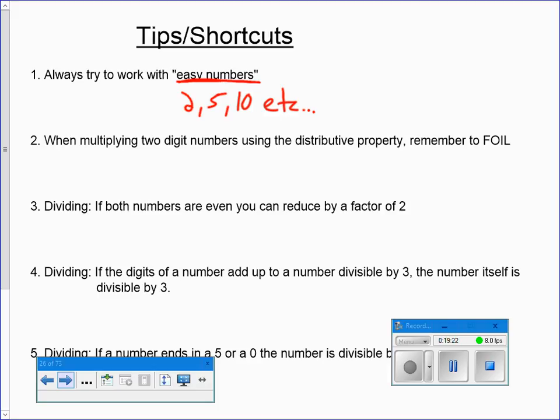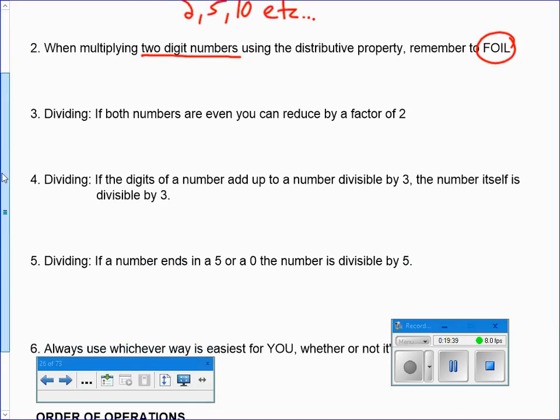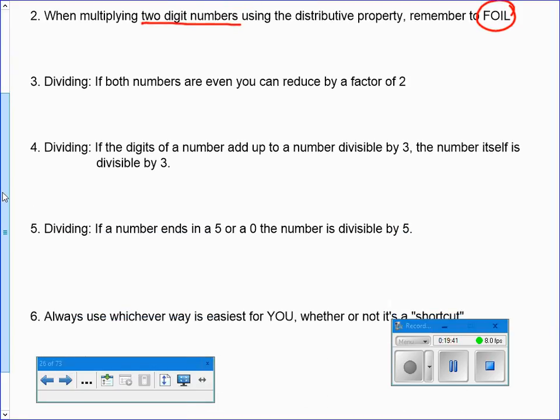We saw we can use the distributive property to break multiplication problems down and make them a little easier. If we're doing two-digit numbers, don't forget to FOIL. Make sure we multiply everything by everything. For division, for that shortcut, we're removing common factors. Here are a couple of things to remember when you're looking for common factors. If you have two even numbers, you can always take out a factor of 2. All even numbers are multiples of 2.